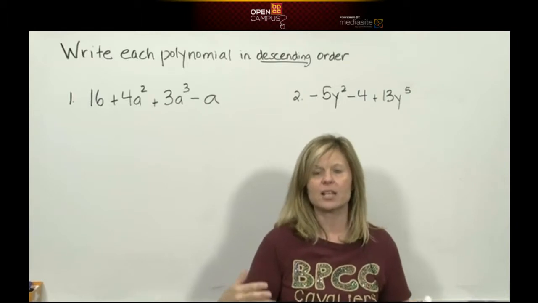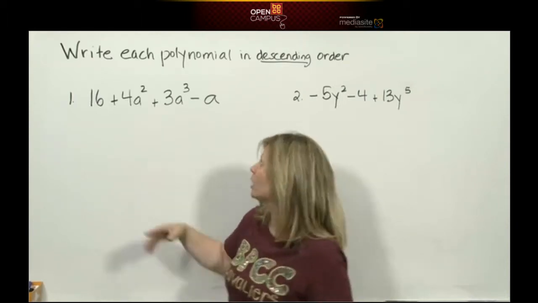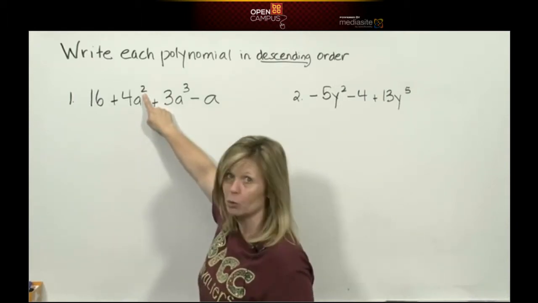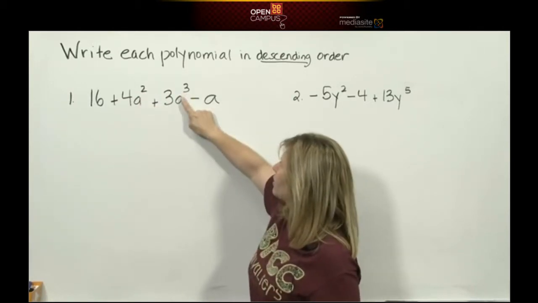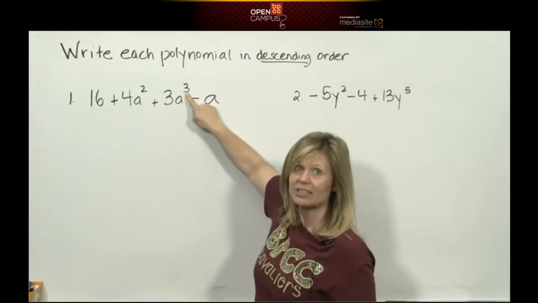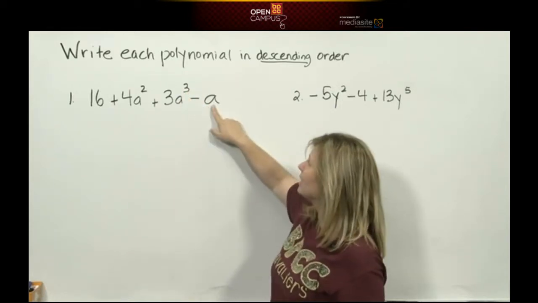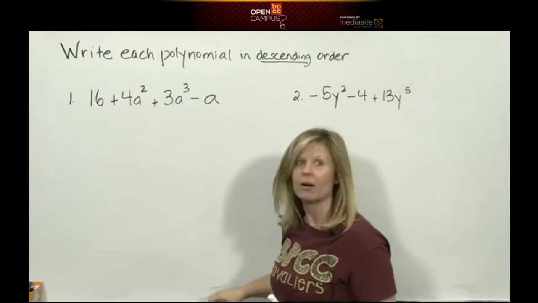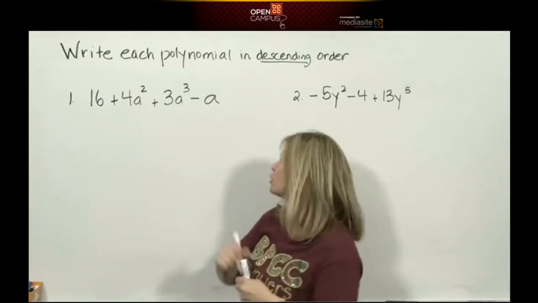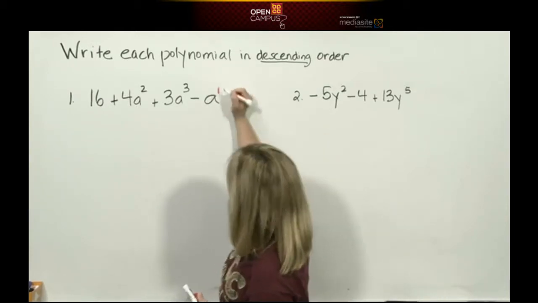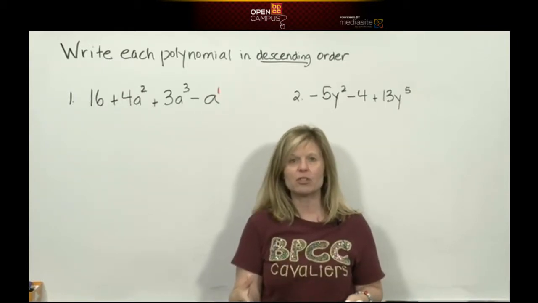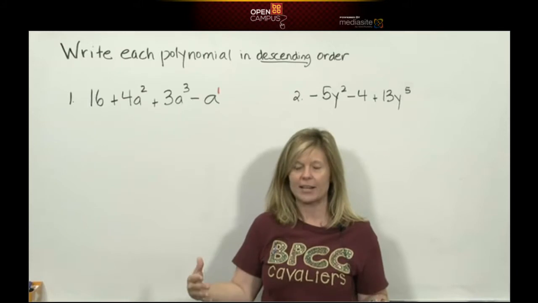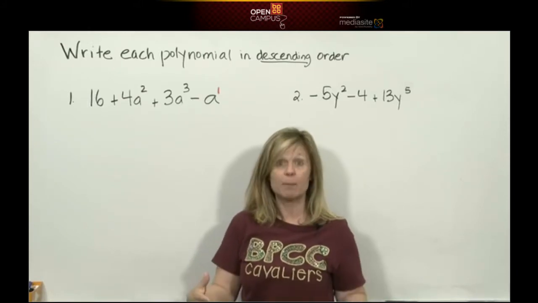And our exponent is connected to our variable. So if you look, here's our exponent 2. This is read a squared. Here's our exponent 3. This is connected to a. This is read a cubed. Now, this is the letter a, so there's an exponent there. If it's not written, it's understood to be the number 1. So that's a to the first. So that's the first thing we have to do to write in descending order. We have to locate our exponents. Now we have to look who's the biggest.